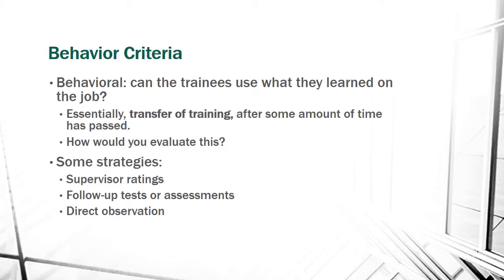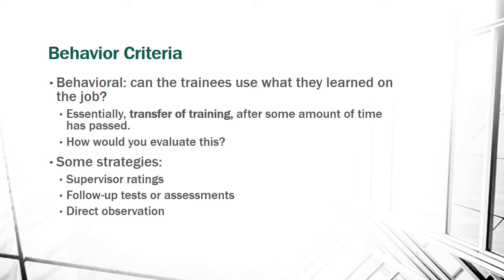Some of the strategies we use, very often behavior criteria are evaluated via supervisor ratings. We might use performance appraisals for this. We might use a more direct assessment where we say, hey, your employee so-and-so went through this training 6 months ago. Would you please fill out this form and tell us how many of these behaviors that person is currently doing?